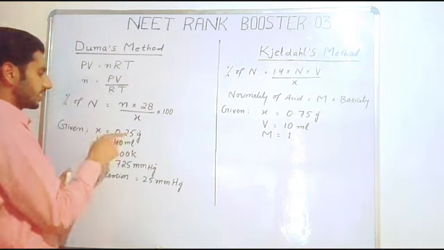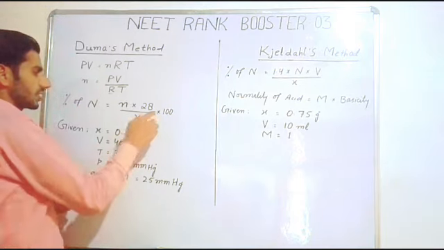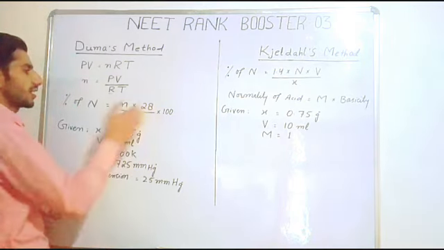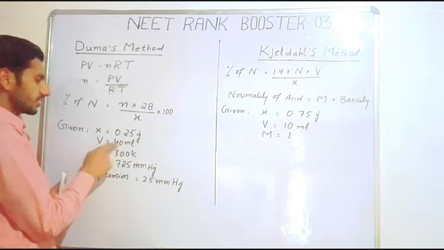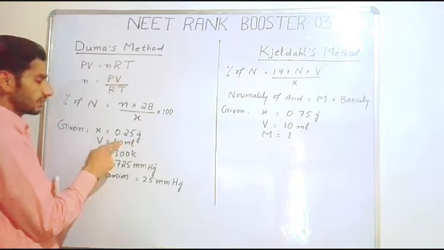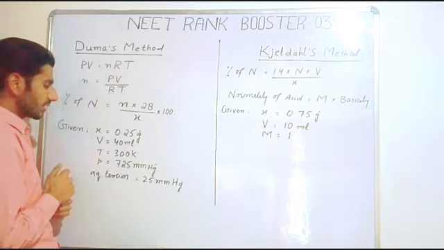जैसे ये हमें दिया गया है, X is 0.25 gram, which is given in the question. So percentage निकालने के लिए into 100. X mass is given, V is the volume of the nitrogen collected, that is 40 ml. T is the temperature given in Kelvin, 300 Kelvin.